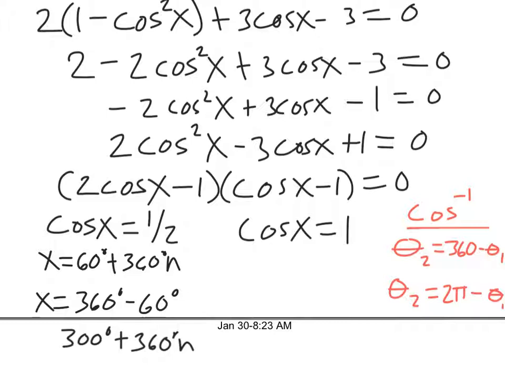Inverse cosine of 1 is 0. I'm solving the other factor now, and then you would have to add 360 or any multiple. Okay?